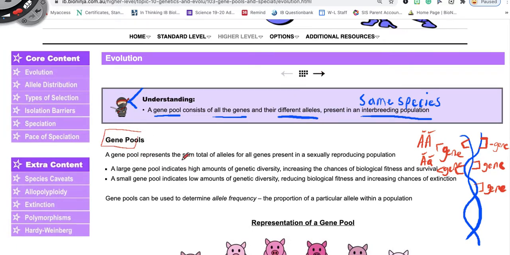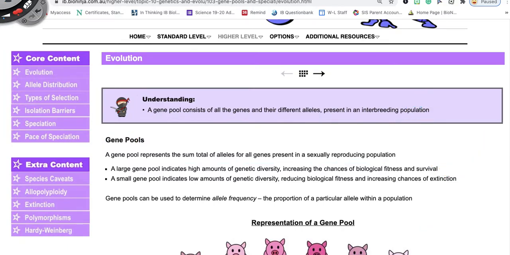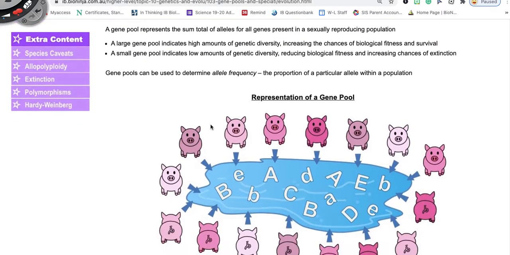A gene pool represents the sum total of alleles for all genes present in a sexually reproducing population. So let's say that this is the DNA of a population of iguanas, right? The iguanas have a certain number of genes in their DNA. And all those genes that are present as they sexually reproduce constitute the gene pool. Here we see a picture to represent the gene pool.